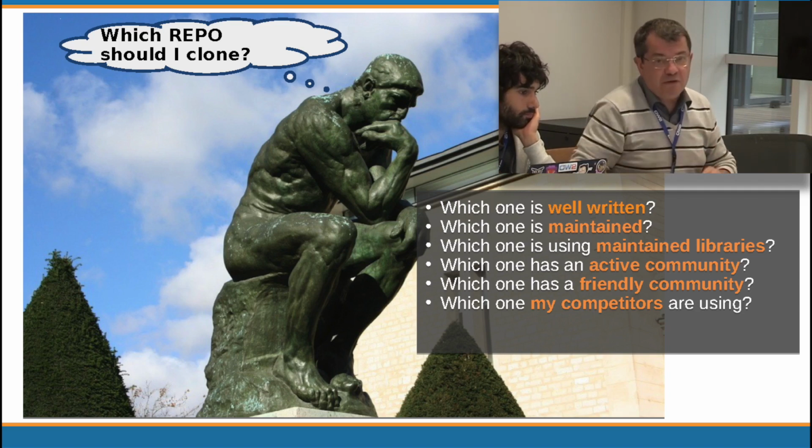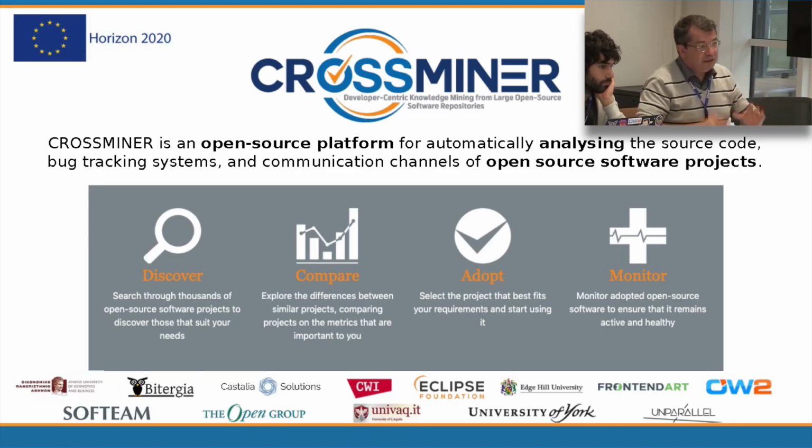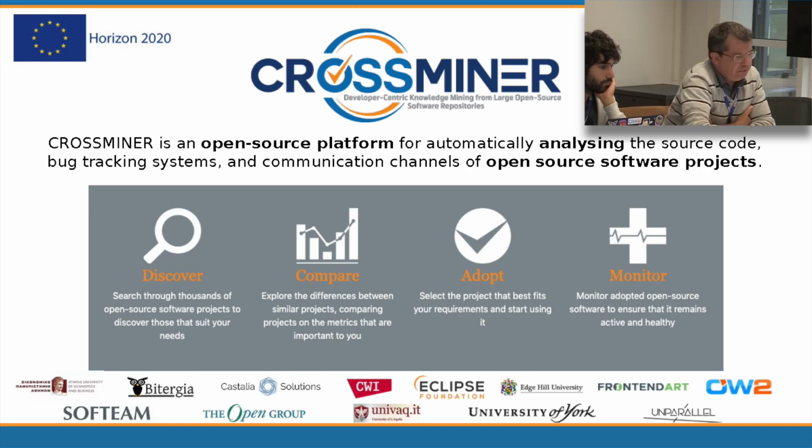So it's all about the CROSSMINER project. It's a European project, an H2020 project. We are 13 partners, I would say half and half: academics and SMEs mainly involved in this project, and pretty advanced developers. We have two open source foundations, OW2 and Eclipse, involved.